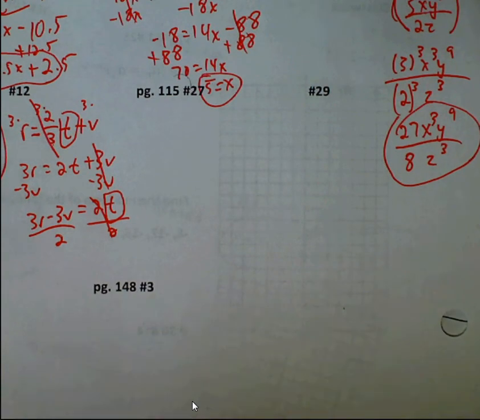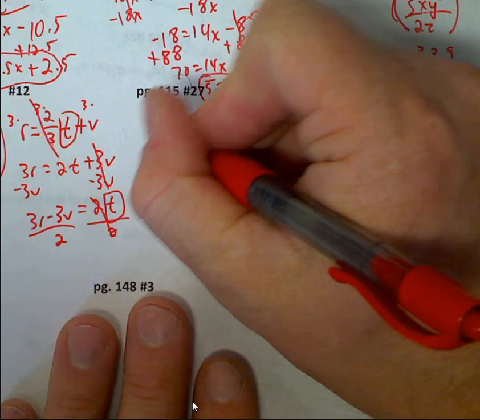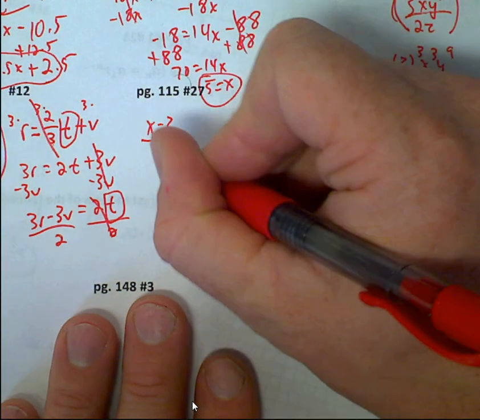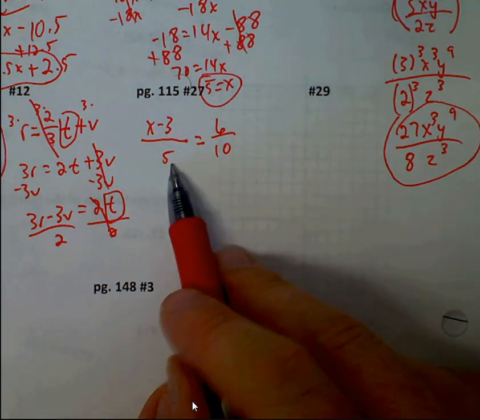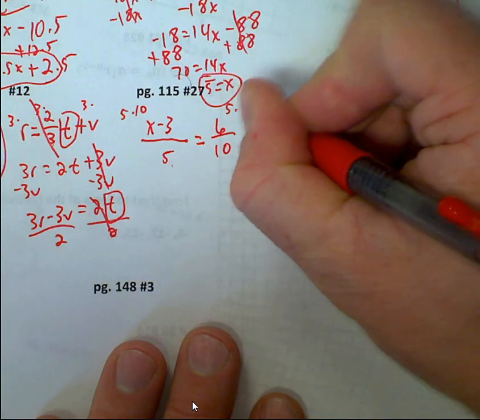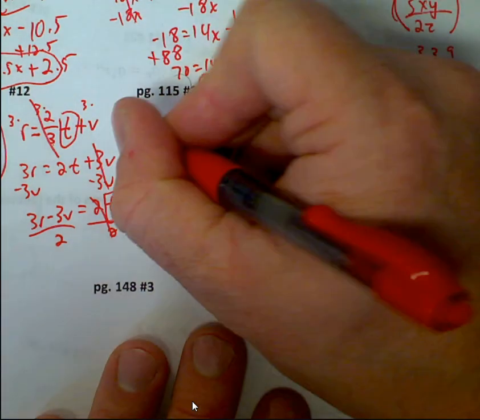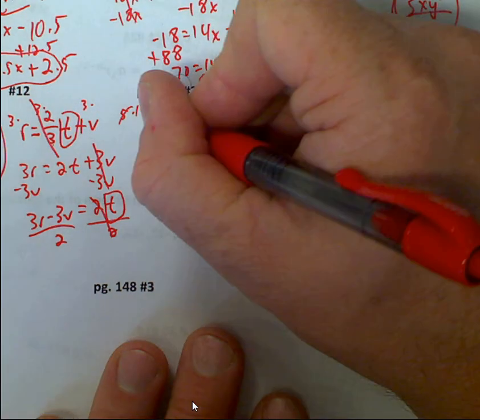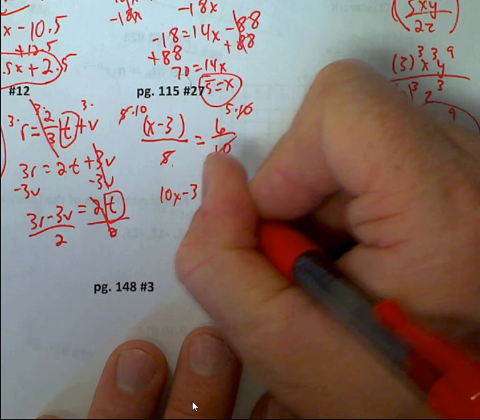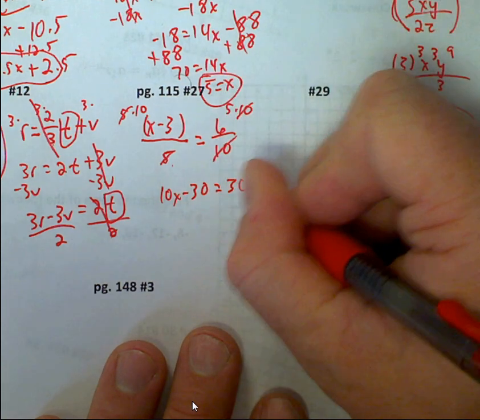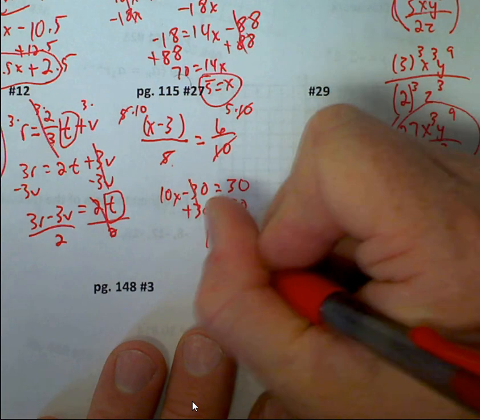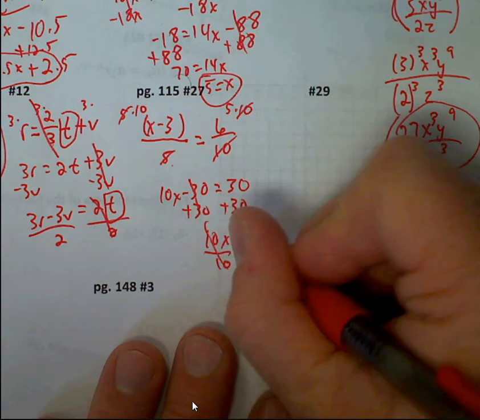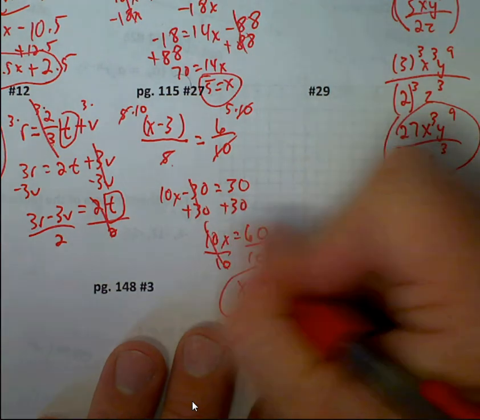Page 115, number 27. X minus 3 over 5 equals 6 over 10. 5 and 10 are my denominators, so I want to multiply both sides by 5 and 10. 5 goes away, 10 goes away. I need to distribute the 10, so that's 10x minus 30 equals 5 times 6 is 30. Add 30, 10x equals 60. Divide by 10, x equals 6, and I'm done.